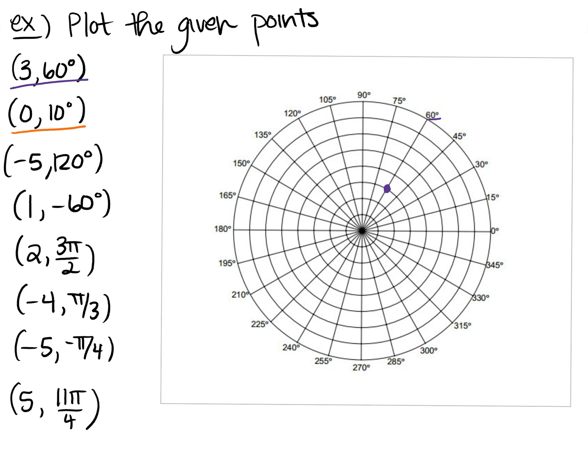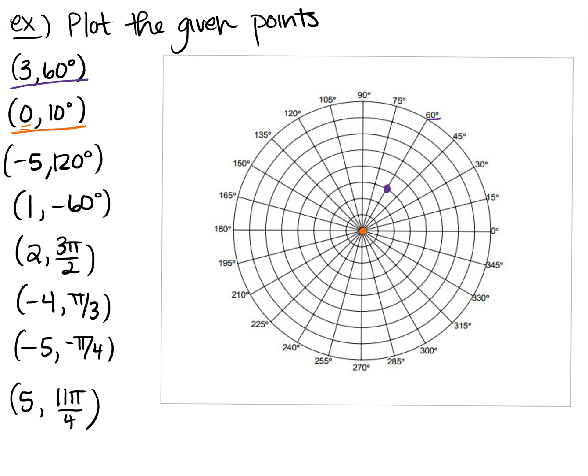0, 10 degrees. So 10 degrees, right? Here's my 15 degrees. 10 degrees is just going to be about 2/3 of the way up there. But look at you guys, it says it's 0, right? So I want to be 0 from the origin. So actually that point is just going to be right there on the pole, or the origin, because I want 0 away.